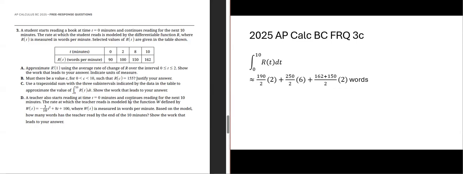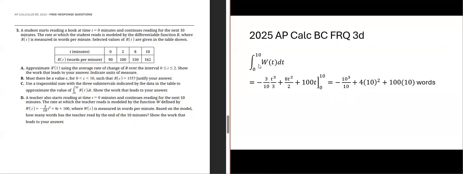And then part D, a teacher also starts reading at time t equals 0 minutes and continues reading for the next 10 minutes. The rate at which the teacher reads is modeled by the function w, it's a polynomial, where w of t is measured in words per minute. Based on the model, how many words has the teacher read by the end of 10 minutes? Show the work that leads to your answer. So we're interested in words, right? w is words per minute, so we have to integrate, okay? Integral is net change, it's a sum, okay? So we're interested in the integral from 0 to 10 of w of t dt.